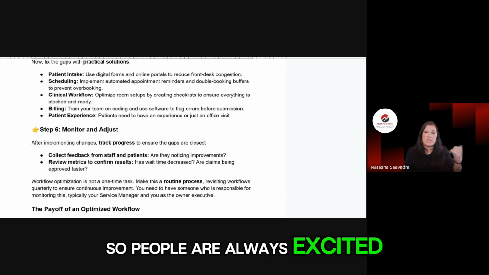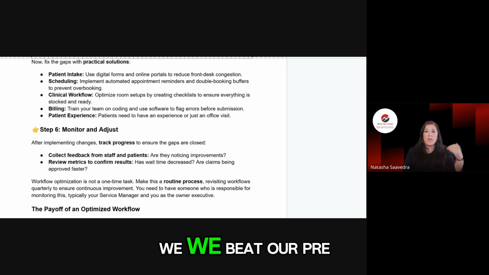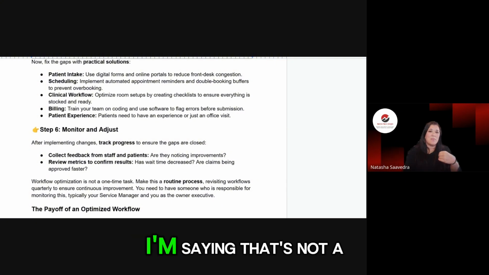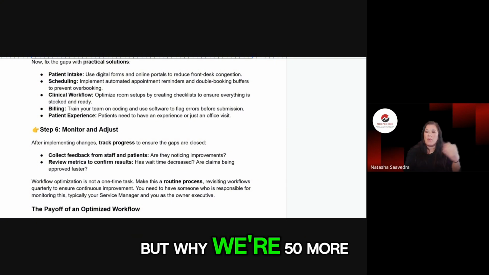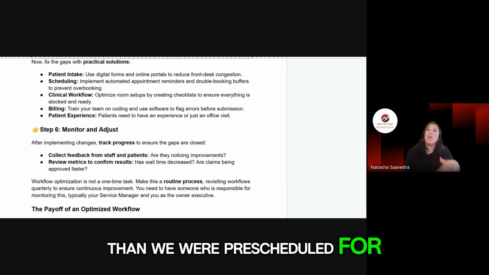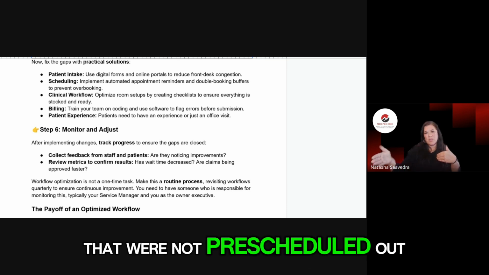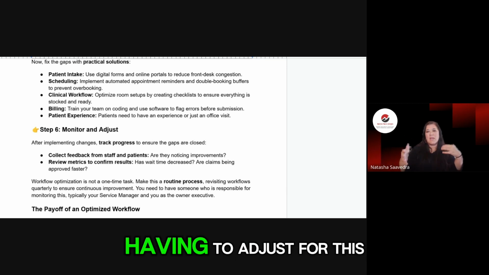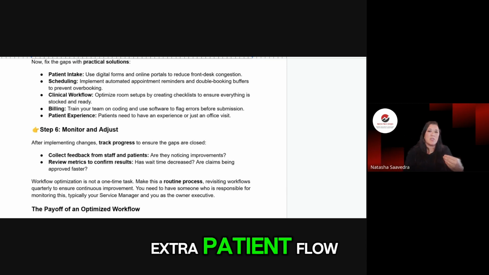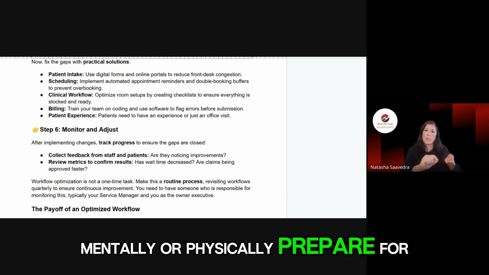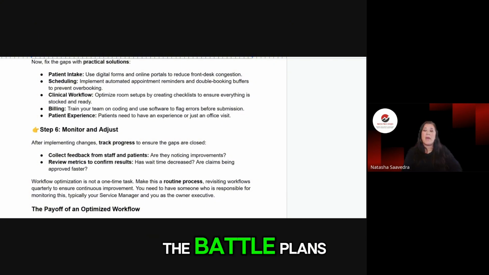So people are always excited when they're like, oh, we beat our pre-scheduled. We had 50 more visits than what was pre-scheduled. I'm saying that's not a good thing. They're like, but why? We're 50 more than we were pre-scheduled for. Well, that lets me know there's people on care plans that were not pre-scheduled out. Now your team's having to adjust for this extra patient flow that they didn't mentally or physically prepare for, like writing the notes or the battle plans.